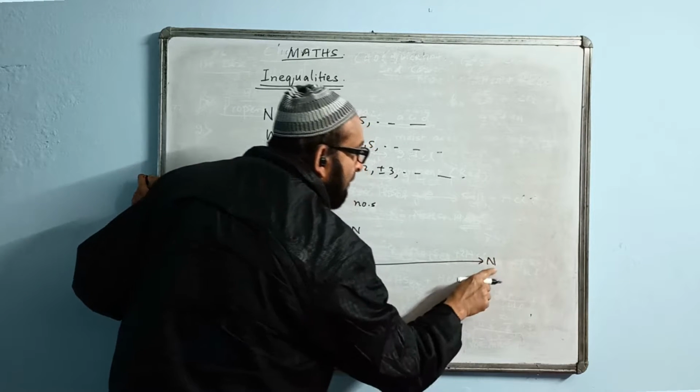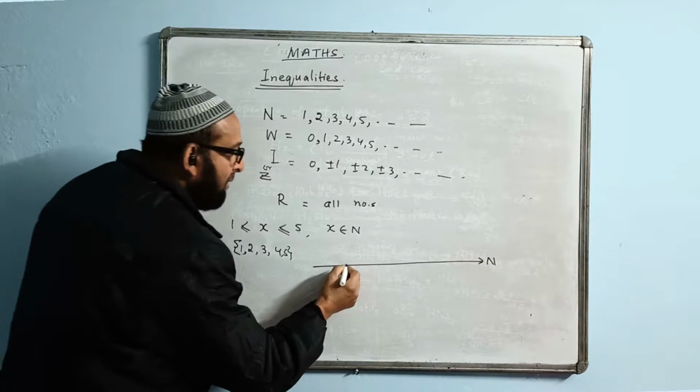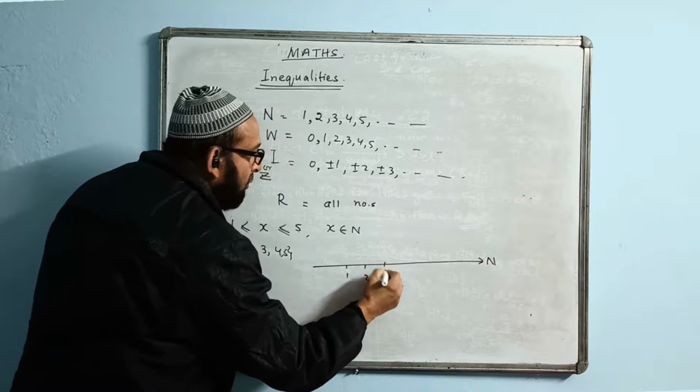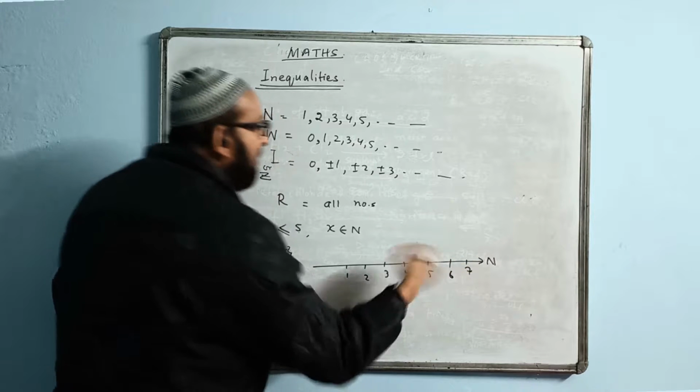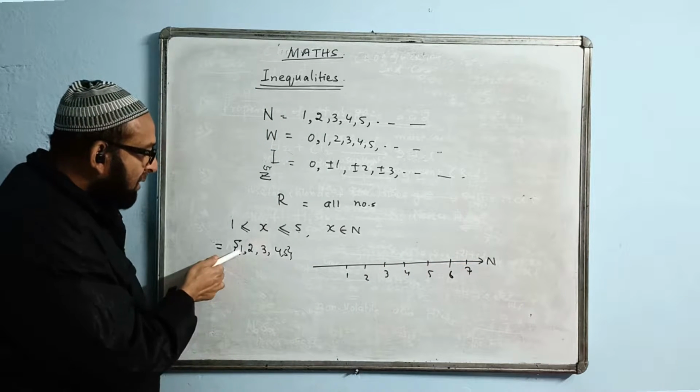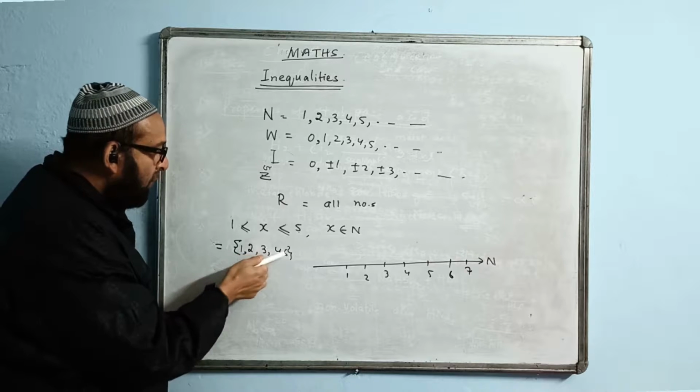For the number line of natural numbers, we write N over here. We write natural numbers beginning from 1, 2, 3, 4, 5, 6, 7. We'll show a little more. But what are the answers coming here? 1, 2, 3, 4, 5.